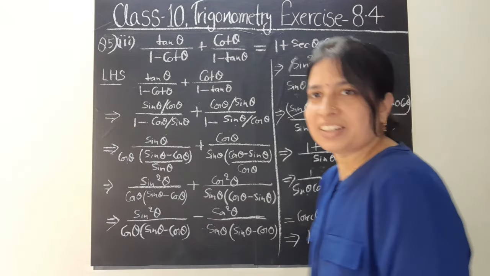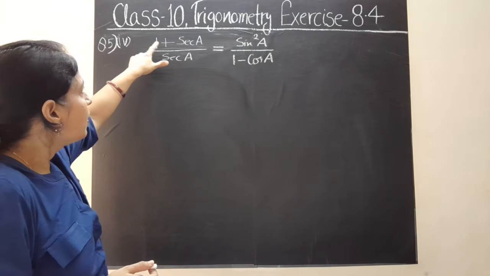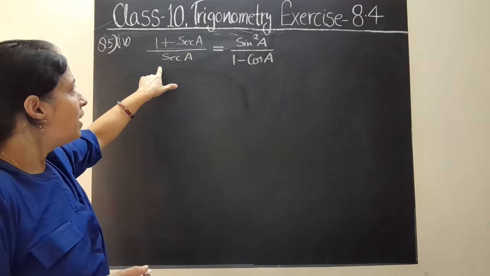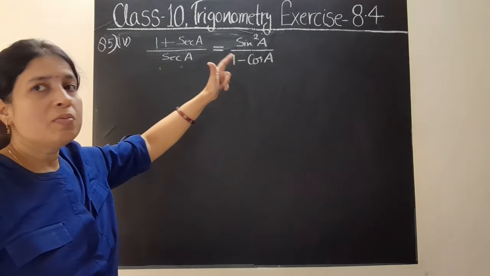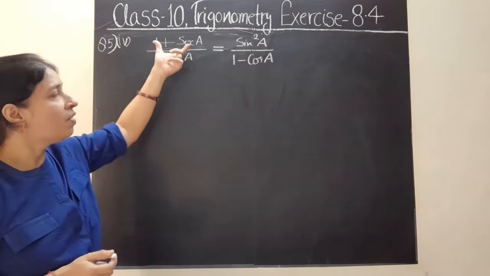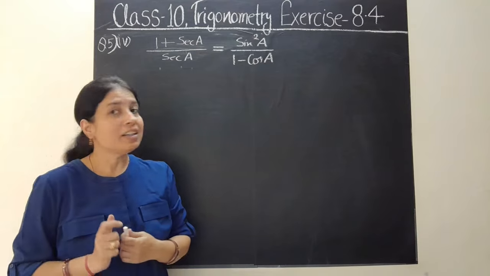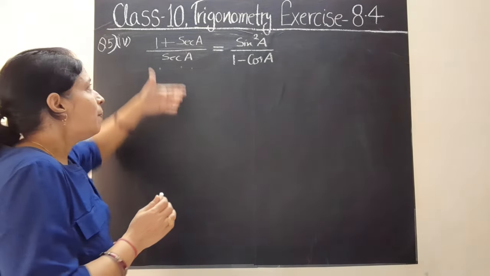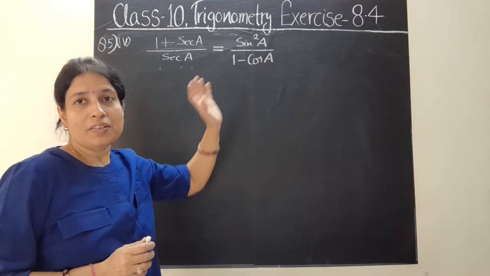I hope you understand. So next one is the fourth one. It is given 1 plus sec A divided by sec A is equal to sin square A divided by 1 minus cos A. Here LHS is given in form of sec and RHS is given in form of sin and cos. Okay, so we will take LHS and change it into sin and cos form.